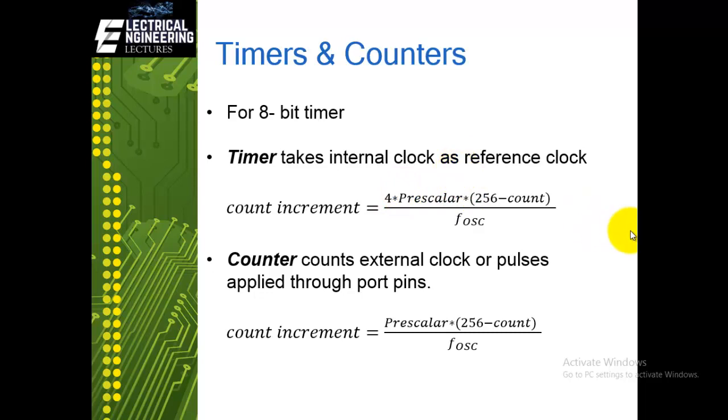So what does this mean? The equation written within the parenthesis is the maximum value of the count we'll get for the 8-bit timer, which is 256 minus count. Count will be the initial value from where the counter will start incrementing. In most cases we'll initialize the timer with a value of 0 so that it will start counting from 0. But for certain timings, you can have an initial value of count between 0 and 255. So if your count is other than 0, then you have to insert the value of count here. And the whole factor will be divided by f oscillator, which is the external frequency of the oscillator. And if you are using the counter mode, then what will happen? Only the factor of 4 will be removed and the whole formula will remain the same for the 8-bit timer.